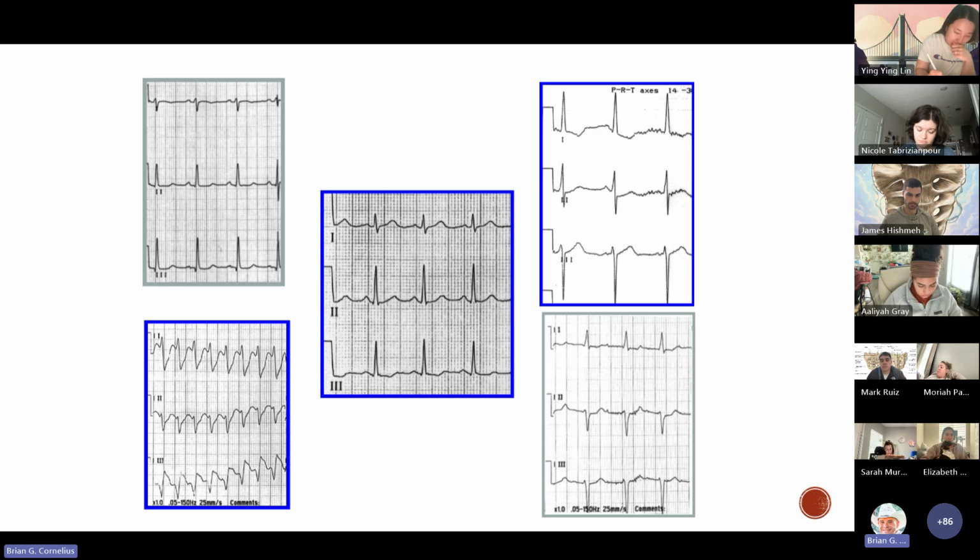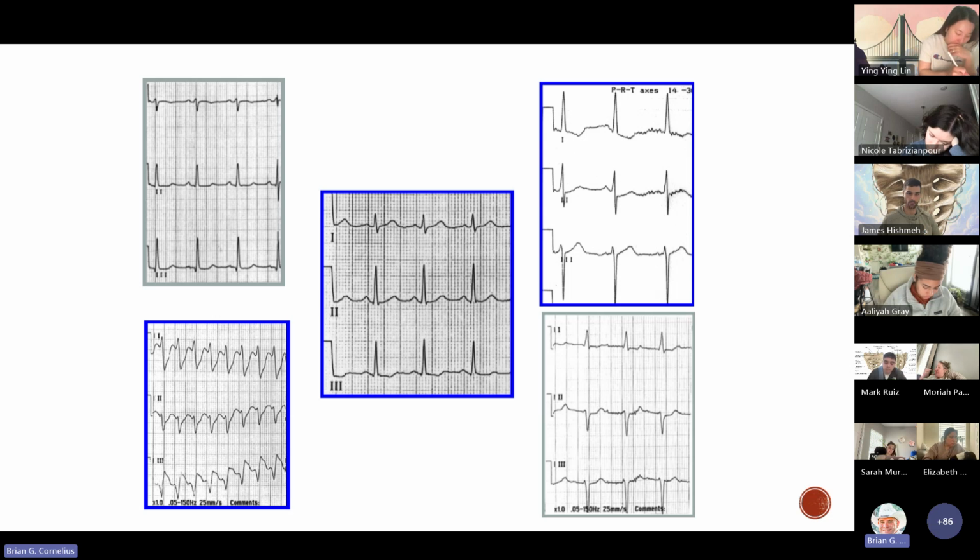So let's talk a little bit about what's going on in the ventricles itself at this point. So what you'll see is that if you have a ventricle that's hypertrophied, it will cause the axis to shift towards the area that's hypertrophied. So the way I generally think about this is that it's pointing to the problem.